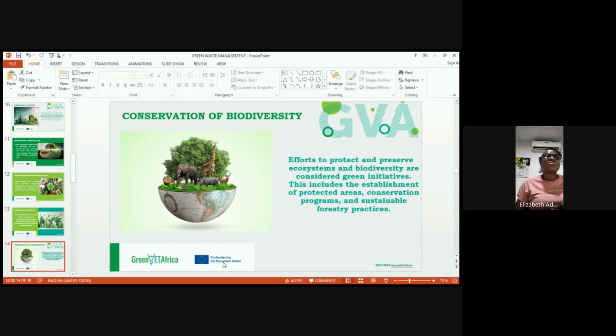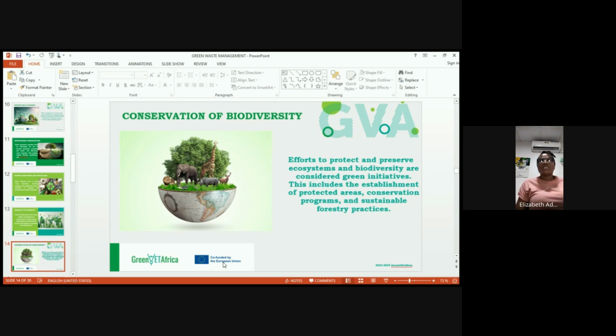So efforts to protect and preserve the ecosystem and biodiversity are also considered green initiatives. We don't want to kill all the wild animals. We don't want to clear all the trees, and we don't want them to kill human beings. We are trying to conserve nature and also to conserve man. These all include the establishment of protected areas, conservation programs, and sustainable forestry practices.